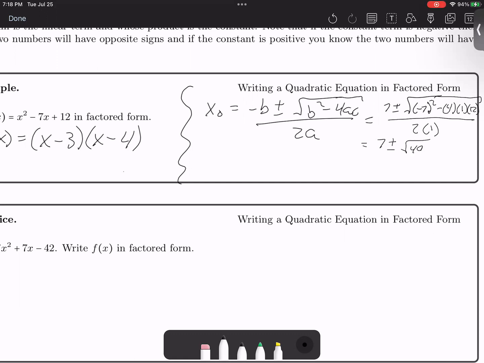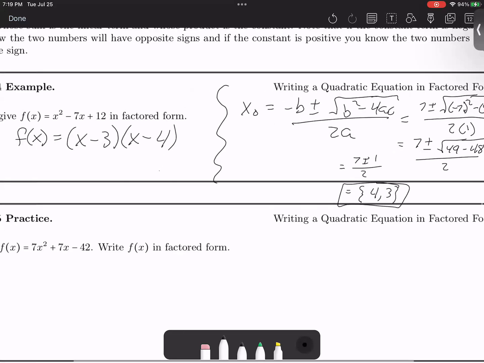So I get a 49 from the minus 7 squared. I get a 48 from the 4 times the 1 times the 12, all over 2. This gives me 7 plus or minus 1 over 2. So my first answer is 7 plus 1 gives me 8 over 2, gives me 4. My second answer is 7 minus 1, which is 6 over 2, gives me 3. But that's exactly what you told yourself by writing the factored form. Your zeros occur when x is equal to 3 or when x is equal to 4.